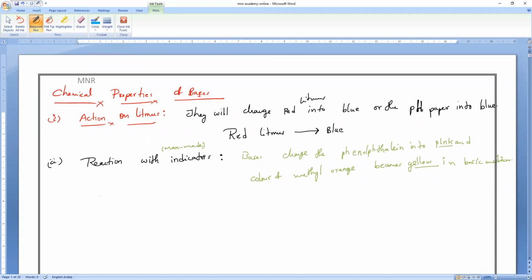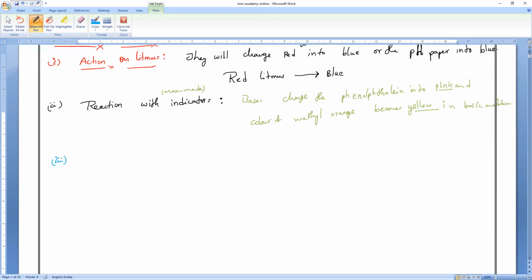Next, third property, reaction with the metals. Acids react with the metals. What products will come? Acids will produce salt plus hydrogen gas.